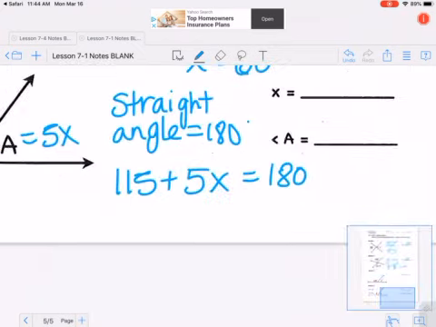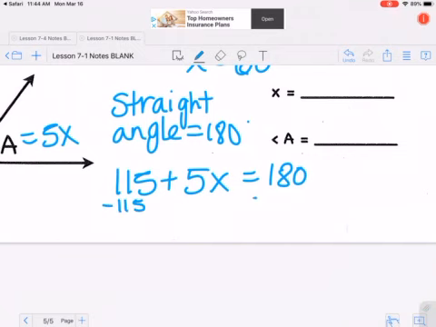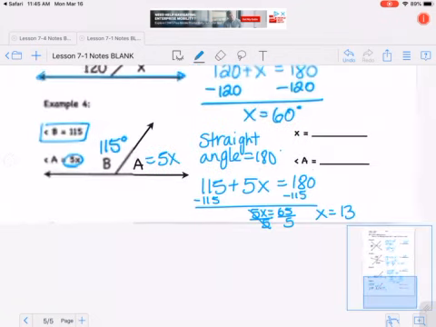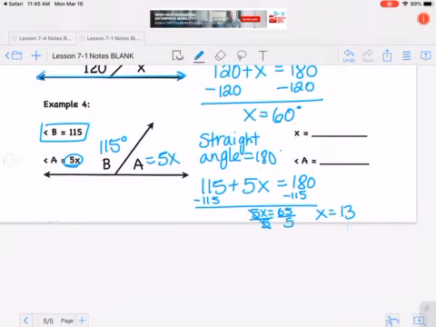So this is our two-step equation from here. We're going to subtract 115 from both sides. We get 5x is equal to 65. I'm going to divide by 5 on both sides, and my x is going to be 13. So when I write it in, my x is 13, but for angle A, that is not 13. How I find angle A is I take my 5x. That means 5 times 13, and that's going to get us 65 degrees.